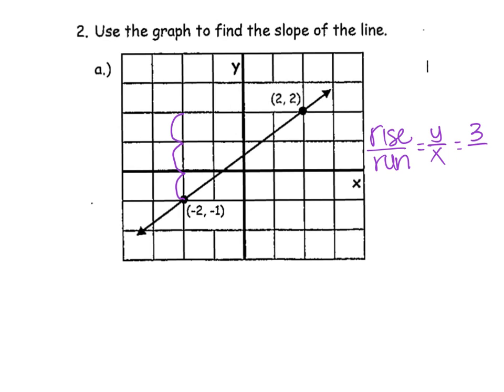Start at the lowest point. Now, how many do I run? 1, 2, 3, 4. And I went to the right, and you all said that right was positive. My slope, which we will also call m, is 3/4. I can't simplify that.